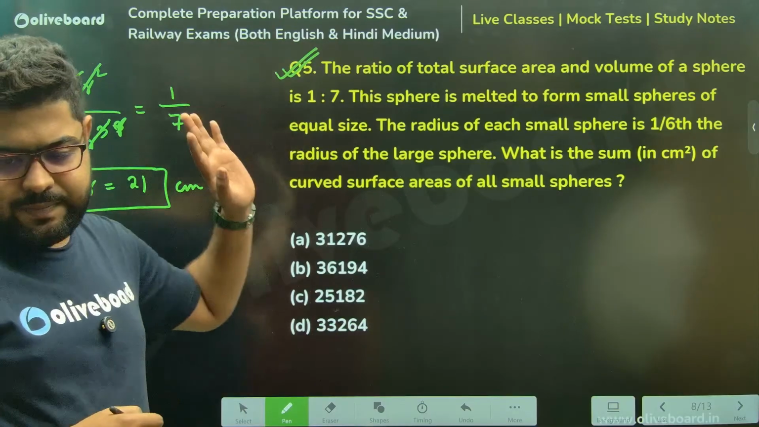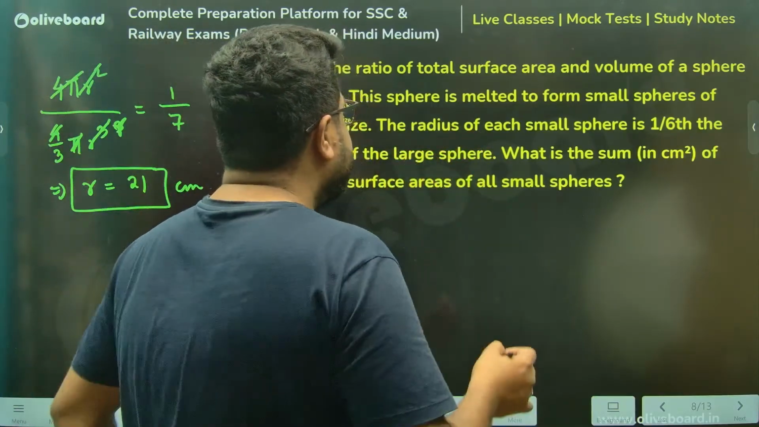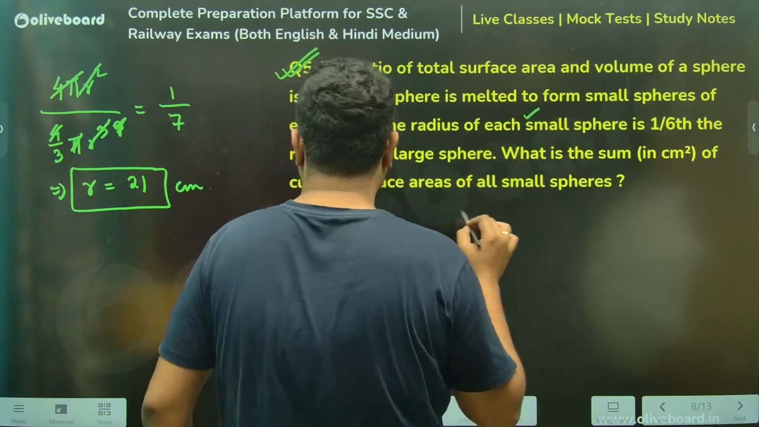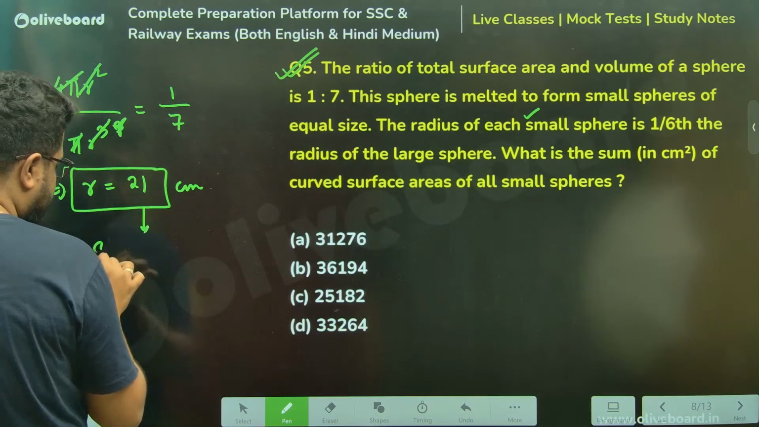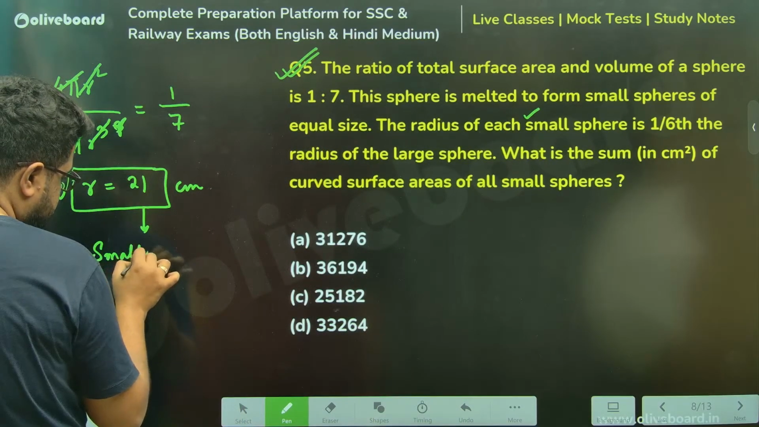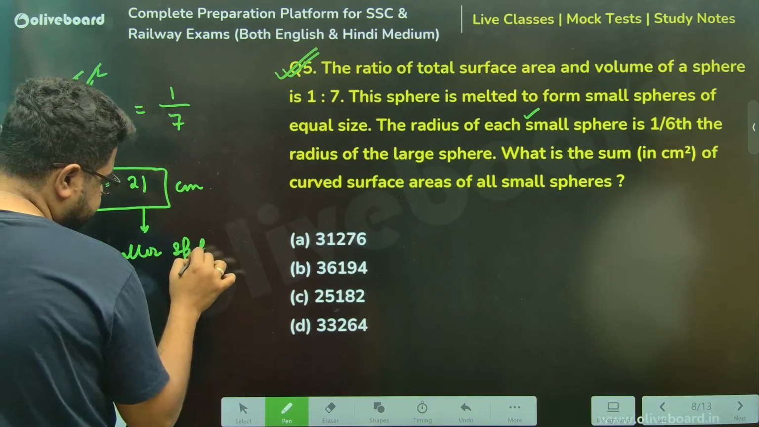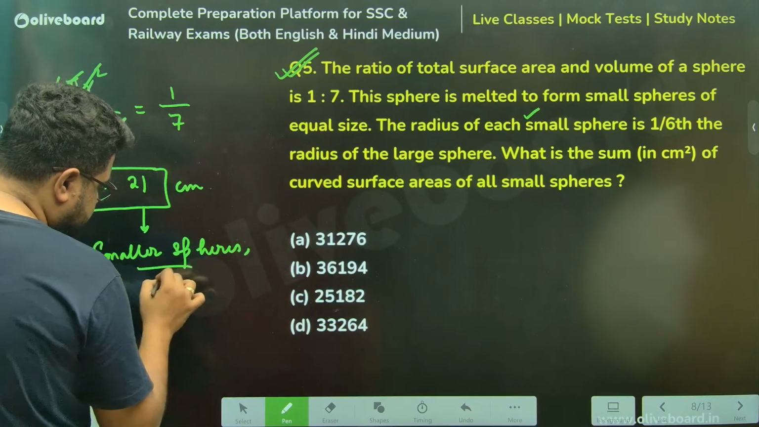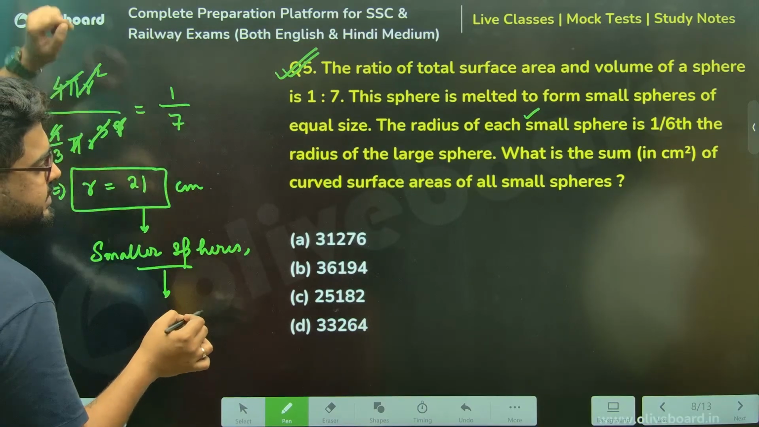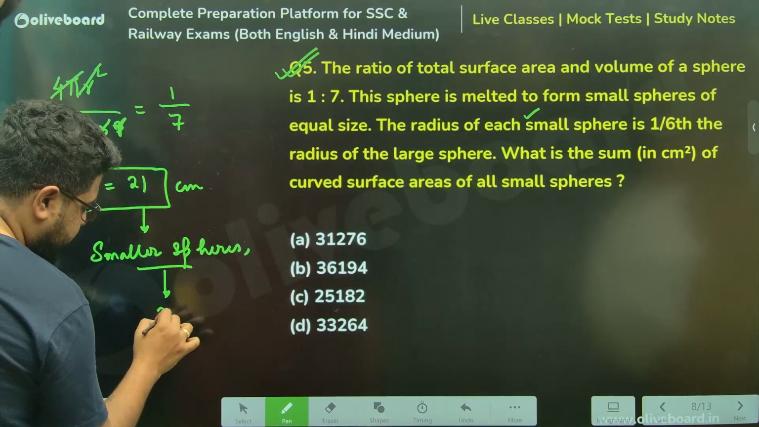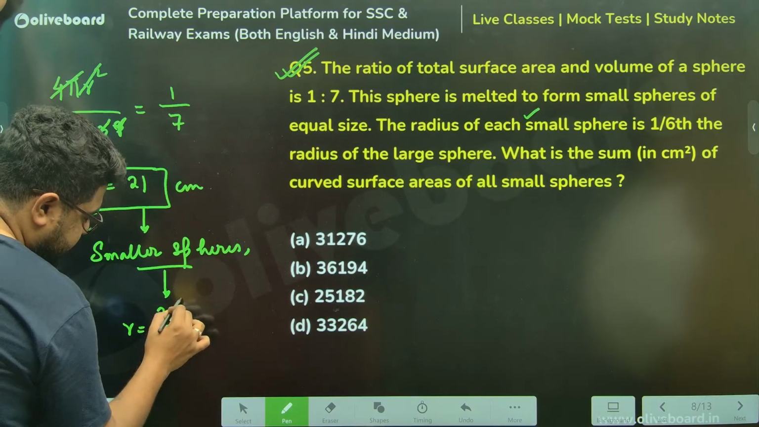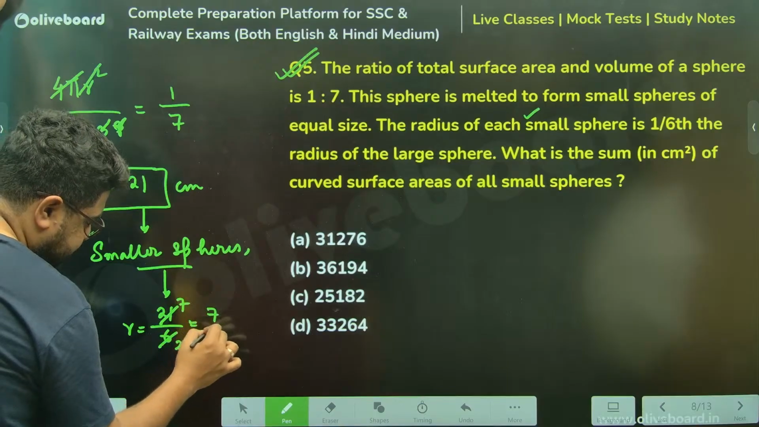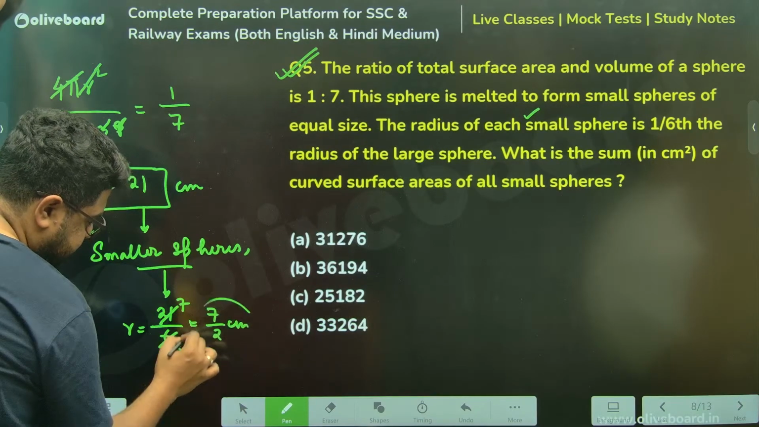This is the radius of the sphere. Now they are asking about the smaller spheres. Their radius will be 1/6 of the radius of this. So 21 by 6, which is 3 2s, 3 7s. So it will be 7 by 2 centimeters.